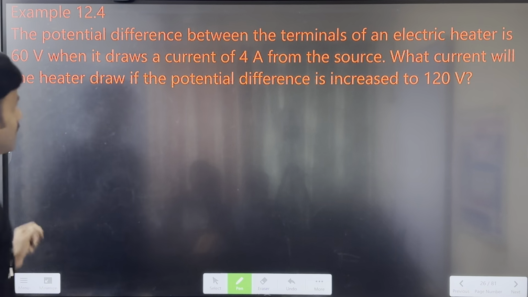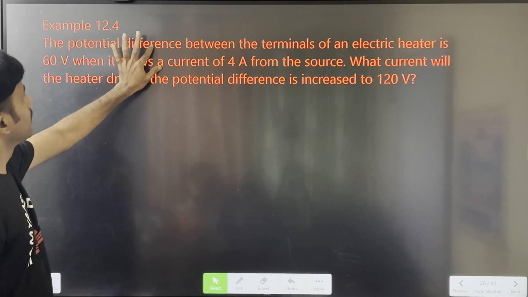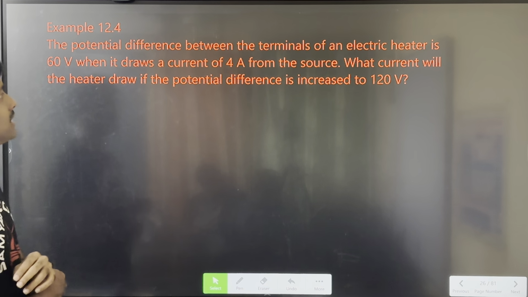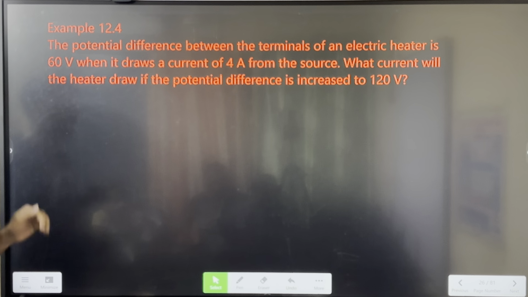Here we have one more question. The potential difference between the terminals of an electric heater is 60 volts. When it draws a current of 4 amperes from the source, what current will the heater draw if the potential difference is increased to 120 volts?